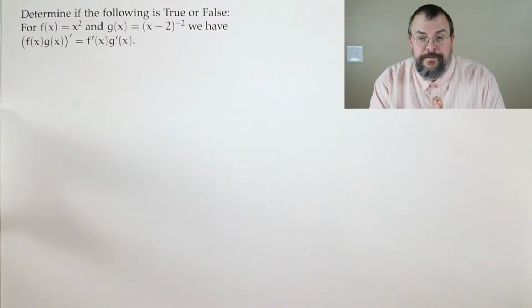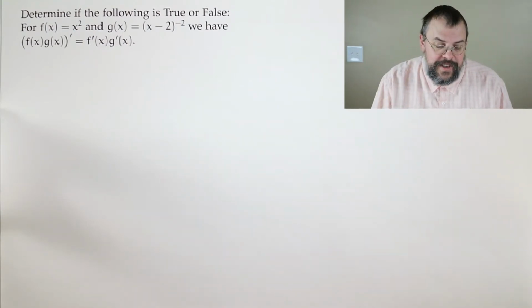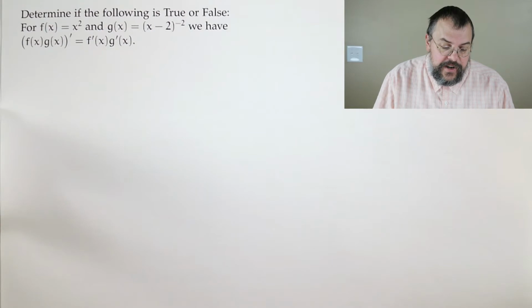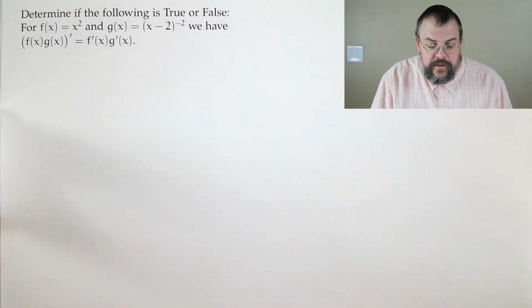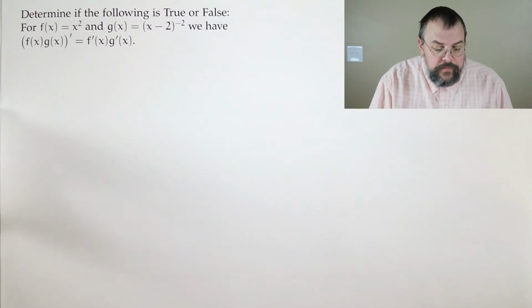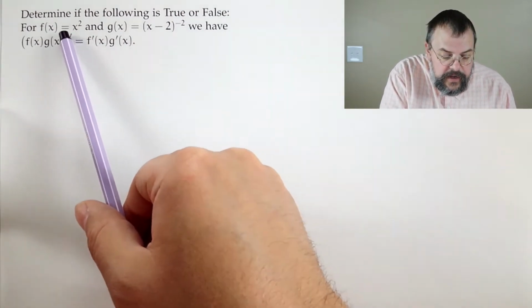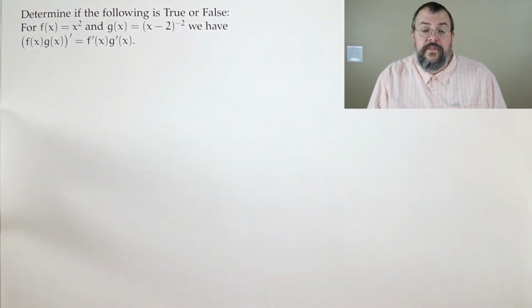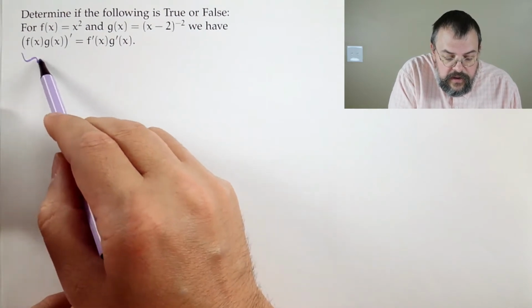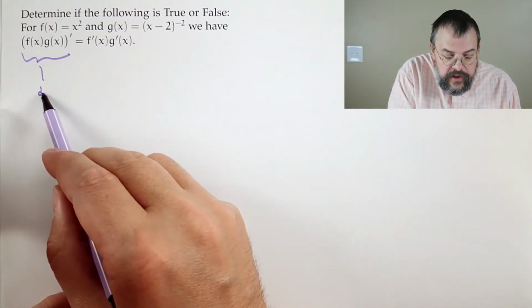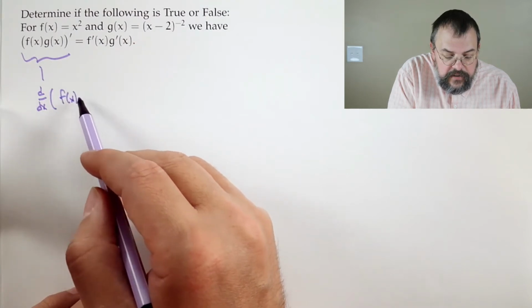Our first problem. It's going to be a true-false question. Oh, I love these. 50-50 chance. Okay. Suppose our functions are f of x is x squared and g of x is x minus 2 to the minus 2. Okay. Is it the case that if I take the derivative, see that prime there? That's another symbol for the derivative. So here, this is just a shorthand. When you see this, this is saying, hey, take the derivative of f of x times g of x.